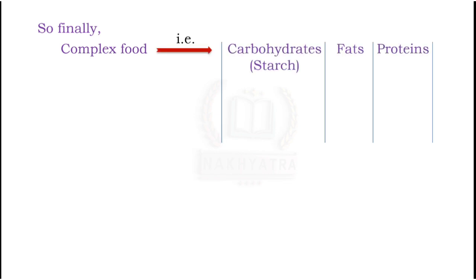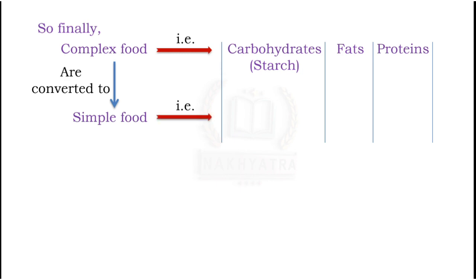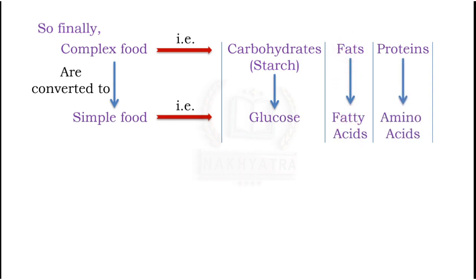So finally, complex food, that is carbohydrates, fats and proteins, they are converted to simple food. Why do we need to convert complex food to simple food? It is because our body cannot easily absorb complex food. So it is broken down into simple food so that our body can easily absorb it. Complex carbohydrates get converted to glucose. Likewise, fats into fatty acids and proteins into amino acids.